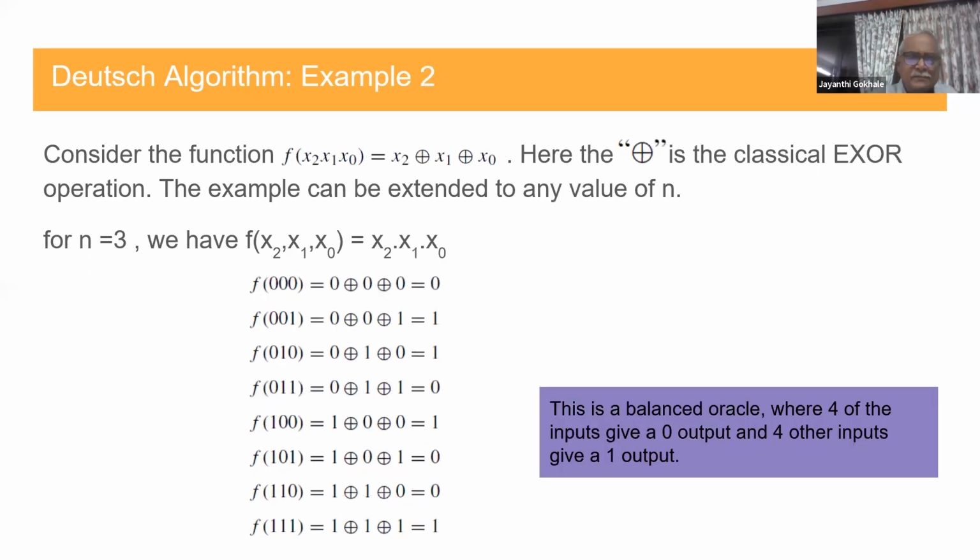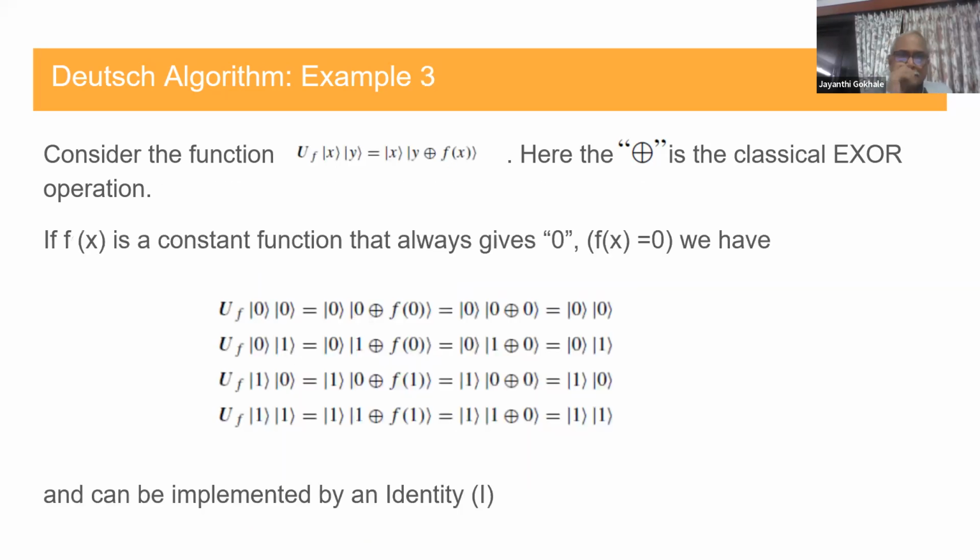This is yet another example. And here I am talking in terms of a function over 3 bits, x2, x1, and x0, and the definition is x2 exclusive OR x1 exclusive OR x0. So this is my classical exclusive OR operation. If I put them out over here, this is my function outcome. You will see that for 4 input combinations the output is a 0, and for the remaining 4 input combinations the output is a 1, because of which this is a classic example of a balanced function or a balanced oracle. Okay. A third example.